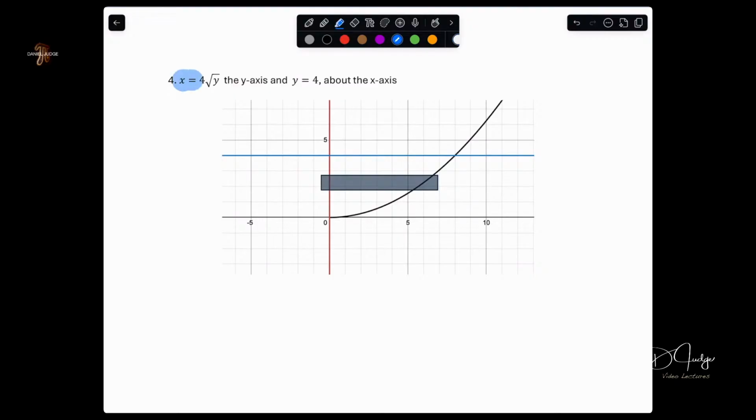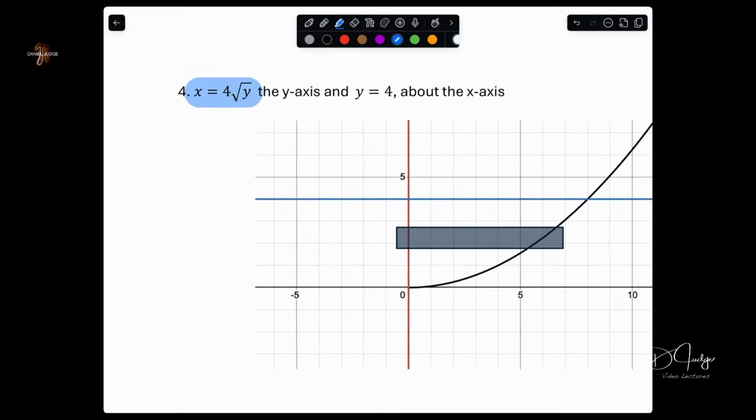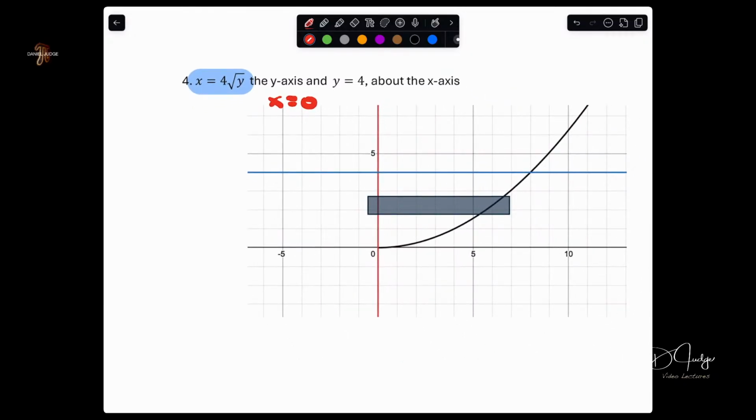Similarly, we have x is 4 square root of y. The y-axis, this is the line x is 0, and the line y is 4 here. So yes, you can see this curve here. This is the bounded region. You're going to rotate about the x-axis. Notice your y values are good from 0 to 5. That's going to be how we integrate here. So we're just putting together the bounded region they're describing.